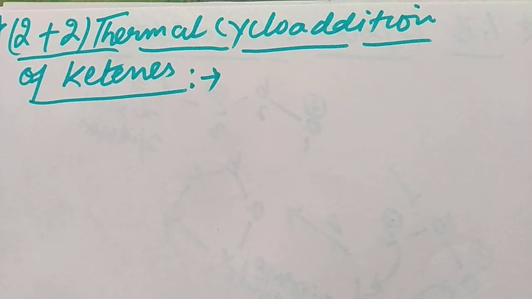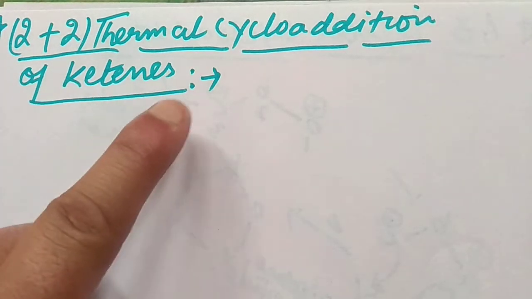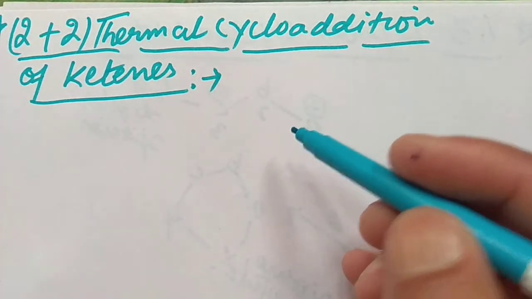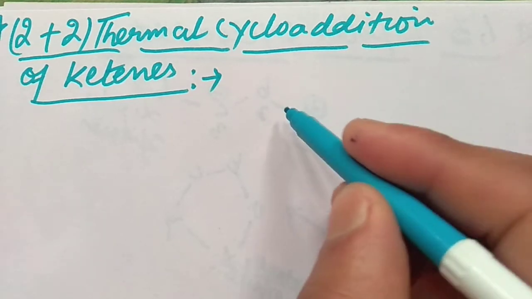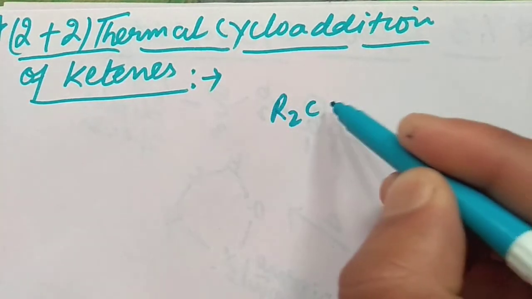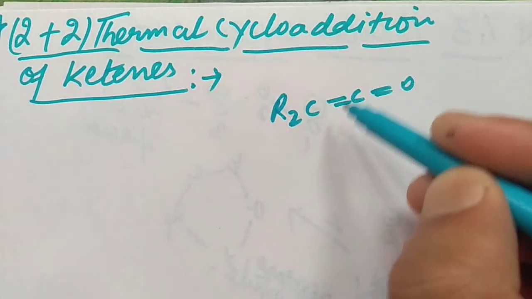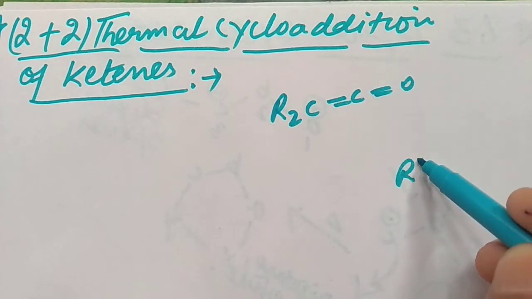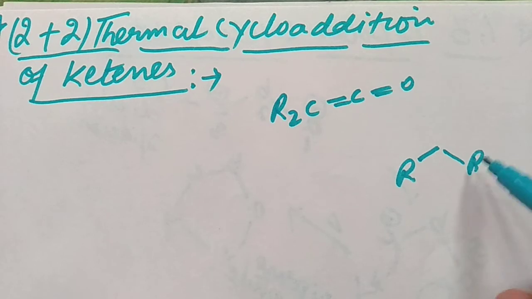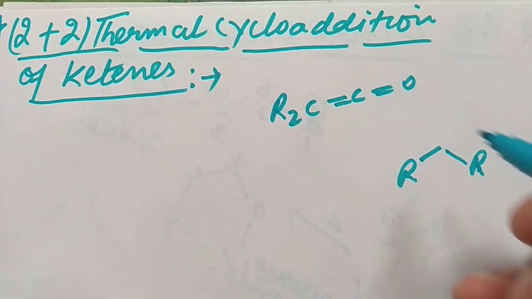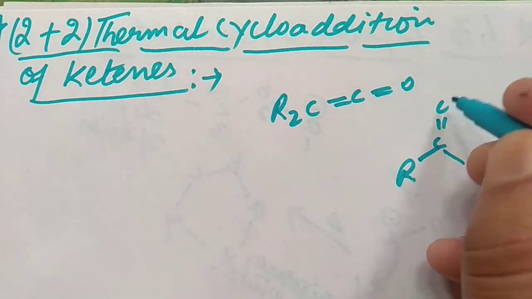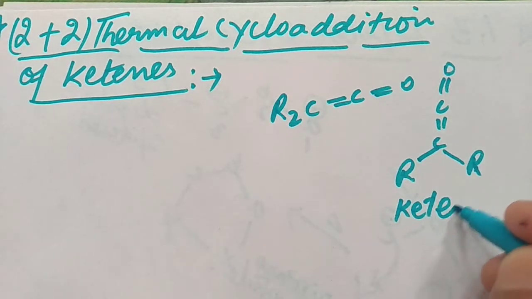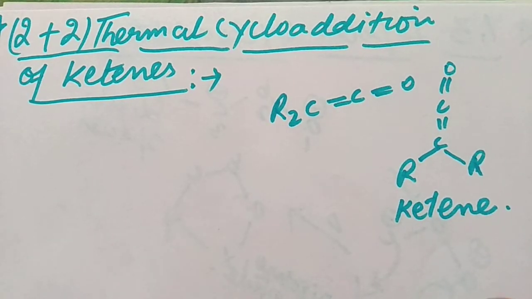Today we are going to discuss the 2 plus 2 thermal cycloaddition of ketenes. First of all, the compound which has a formula like this is called a ketene. We can draw the structure of ketene like this. This is our ketene, right?